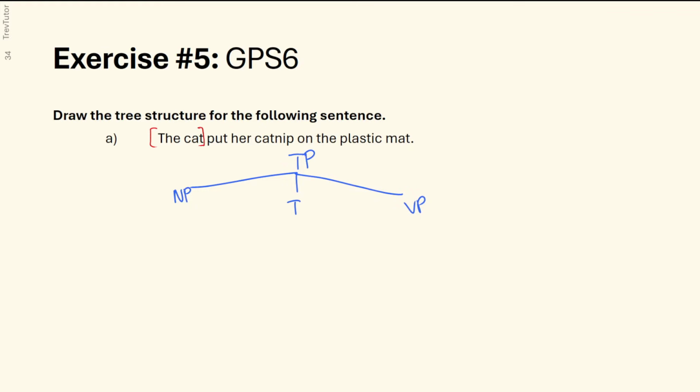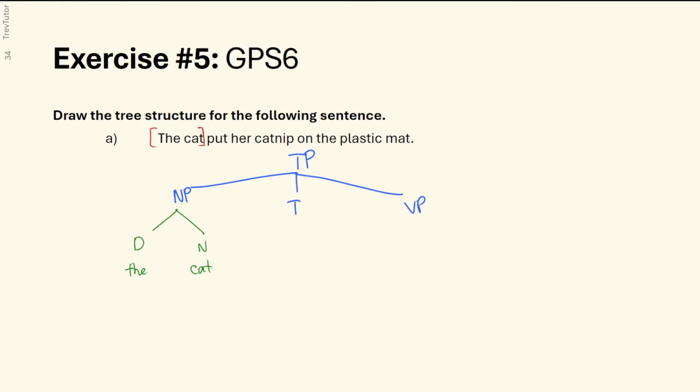Well, it is the cat. Okay. So the cat is going to consist of a determiner, the word the, and a head noun, which is the word cat. So that noun phrase is pretty straightforward. What about put? Well, the cat put is past tense.